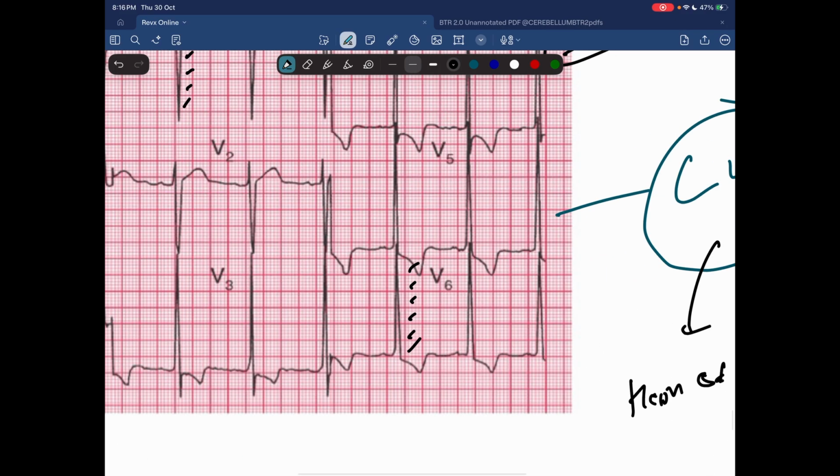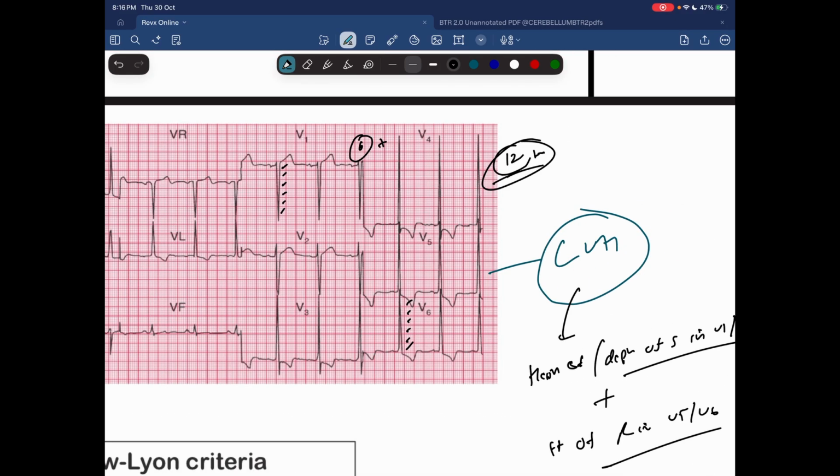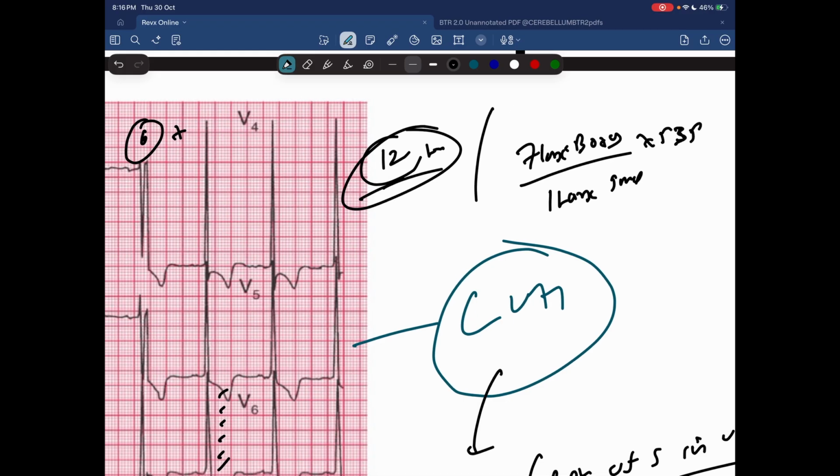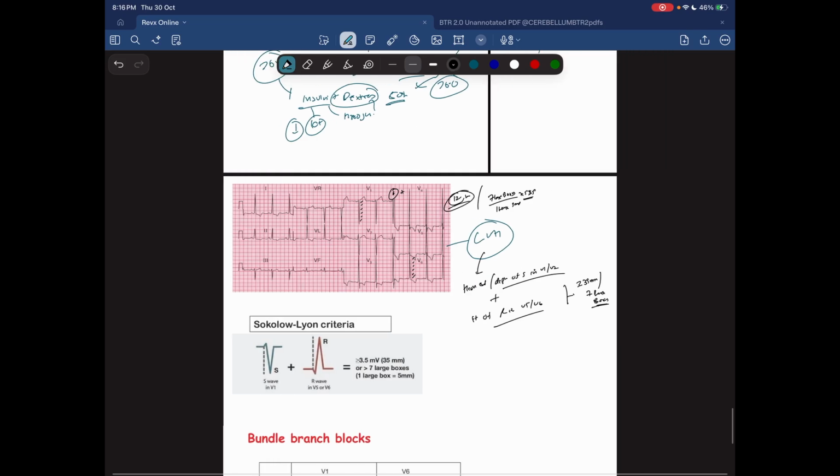Or 35 millimeters, because one small box is 1 millimeter. So you can get 7 large boxes. How much? One large box has five small boxes. So 7 fives are 35, which is 35 millimeters. Do you get it? So either seven large boxes or 35 small boxes, also known as 35 millimeters.